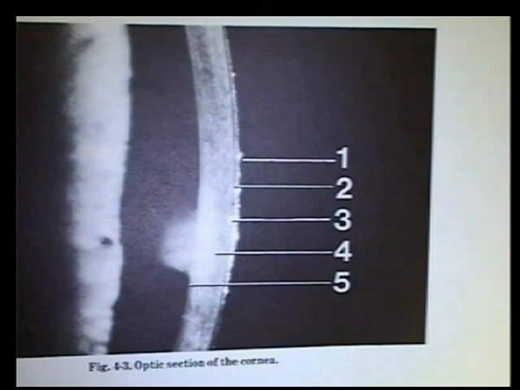Here's the optic section, and you can see that we've cut it down to just a cross-sectional view. This beam is probably only 0.5 millimeter wide, but we can see the full thickness from epithelium to endothelium with an optic section.